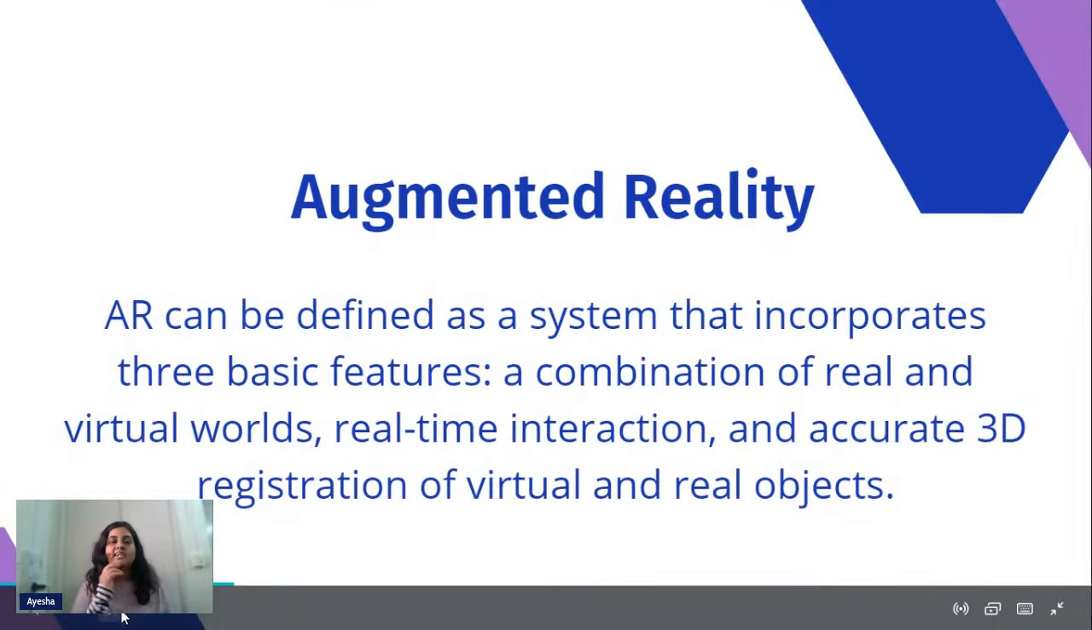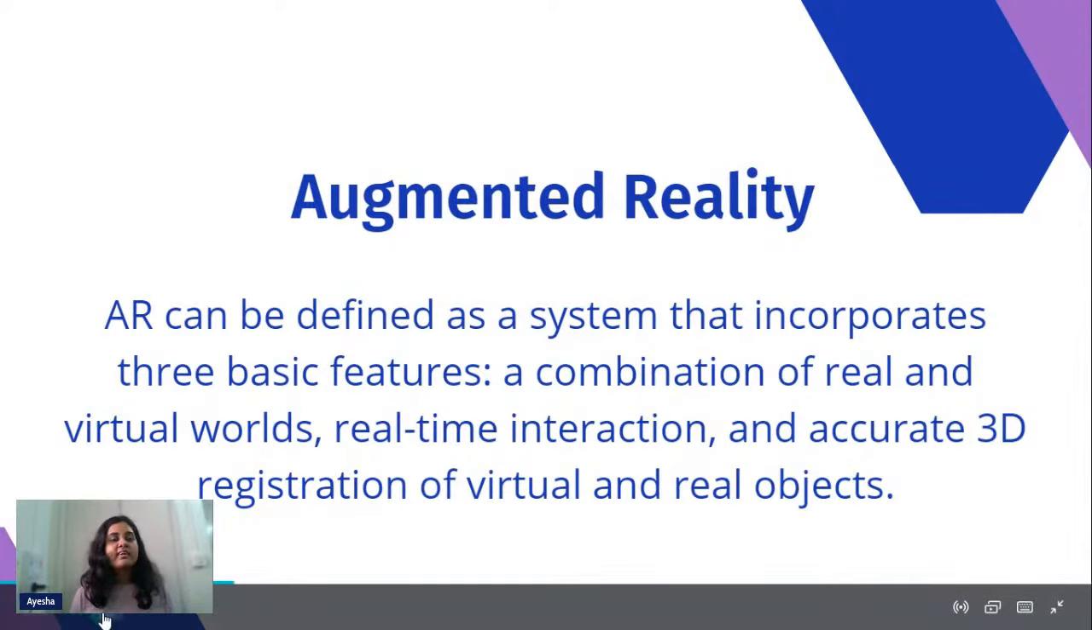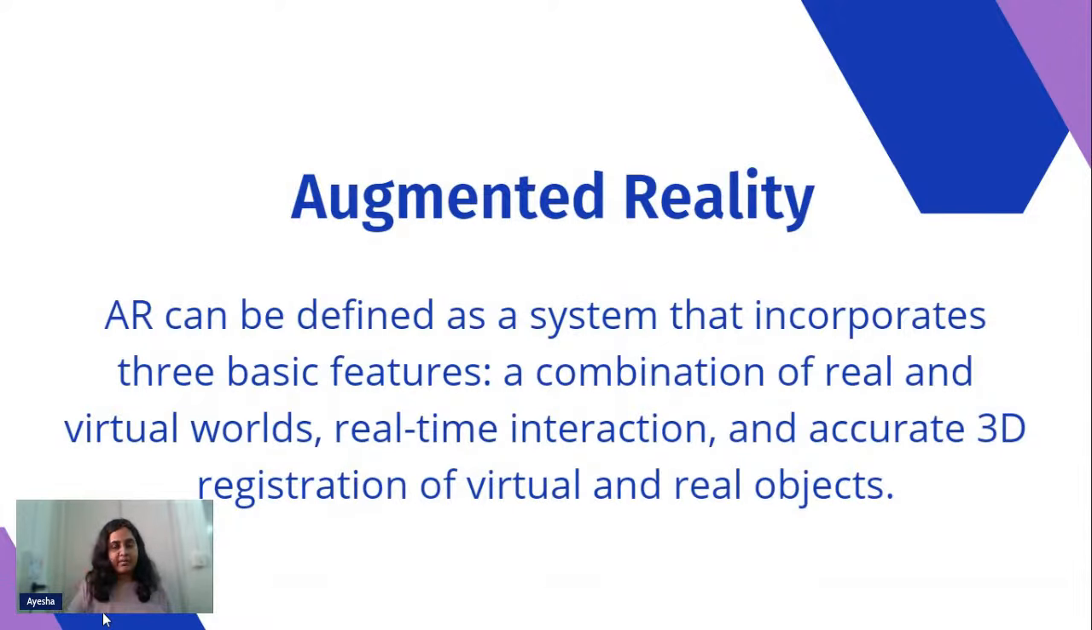So, what exactly is augmented reality? According to the definition that you find on the internet, AR can be defined as a system that incorporates three basic features: a combination of real and virtual worlds, real-time interaction, and accurate 3D registration of virtual and real objects. What this does is basically overlay an image on your camera. So, it feels like reality has been augmented.